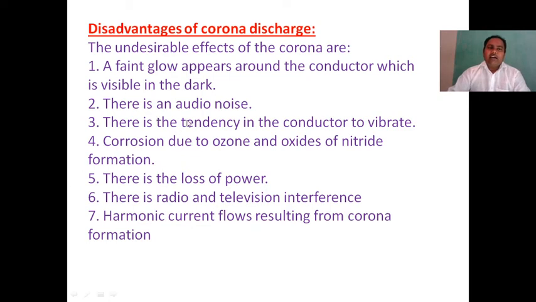Third, there is a tendency in the conductor to vibrate. Fourth, corrosion due to ozone and oxides of nitrogen formation. There is continuous loss of power, which worsens regulation of lines and decreases efficiency. There is radio and television interference. Finally, harmonic currents flow resulting from corona formation.